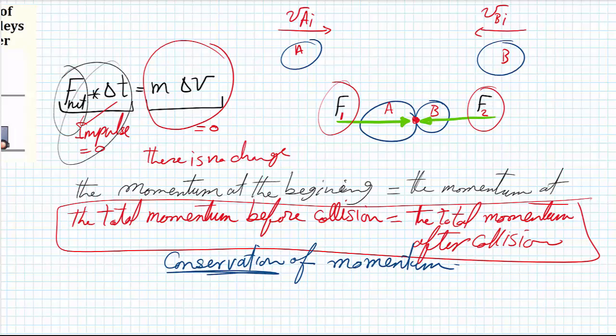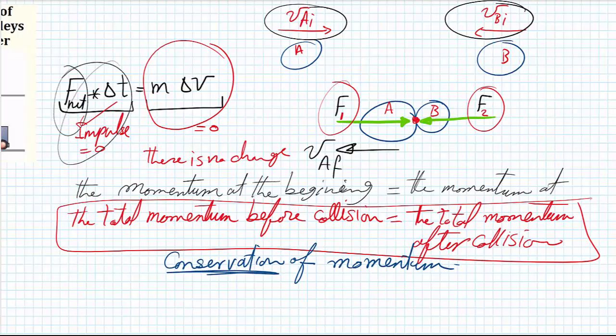There is no change. So let's say we have the speeds VAi before collision and VBi before collision. And after collision, let's say A is going to move back with a speed VA final, and also the object B will move back with a speed VB final. So let's write the equation of conservation of momentum in a mathematical way.